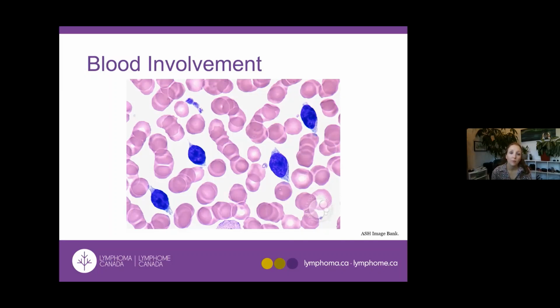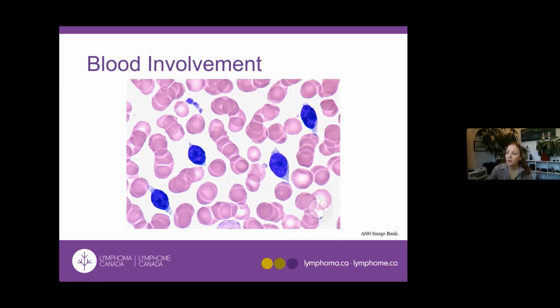And so normally these would be very circular around. And so what you can see in these individuals is that they have these little fingers coming off them. And so we actually call these villous lymphocytes. So this is very pathognomonic for certain types of lymphoma.